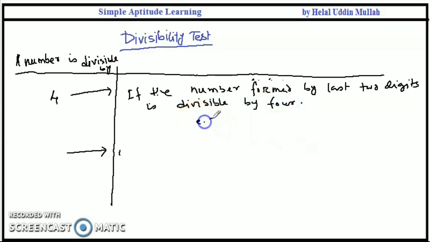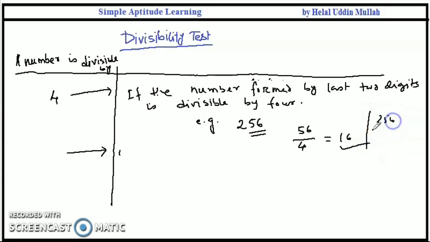For example, a number like 256, we have to check the last two digits. 56 is the number made by the last two digits. If you divide it by 4, it is 14 times, so it is divisible by 4. So 256 is also divisible by 4. Now if we check 256 divided by 4, we will get 64. So yes, it is divisible by 4. In this way we can check a given number.